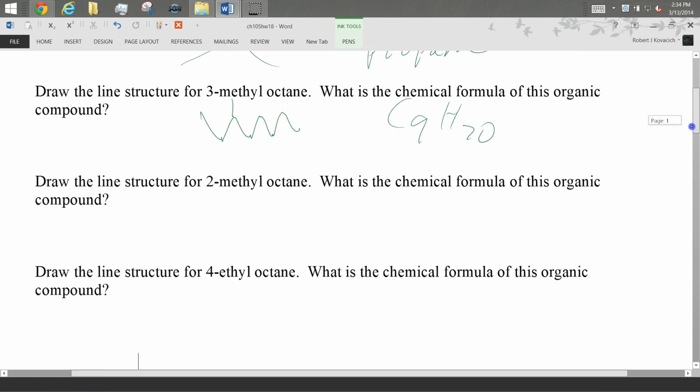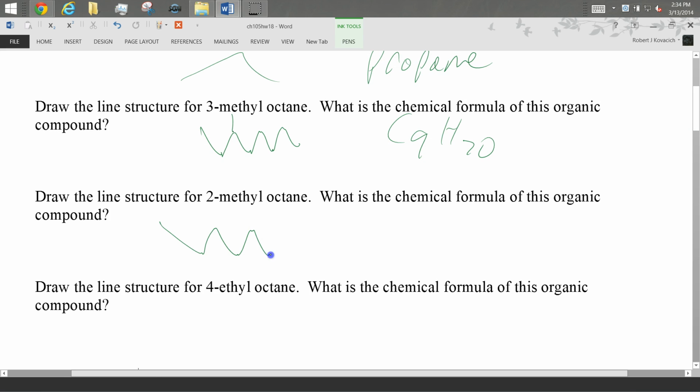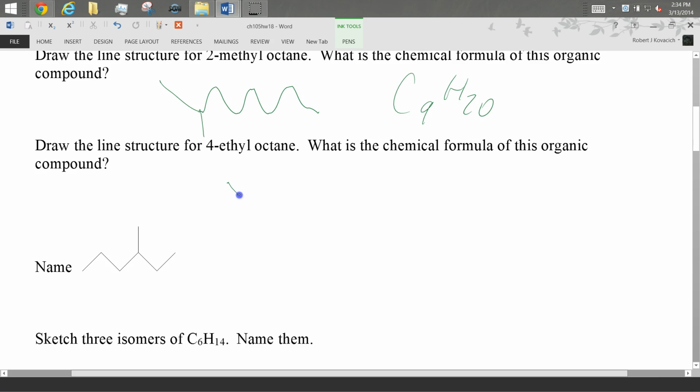Draw the line structure for 2-methyl octane. Same formula. For ethyl octane, so 2, 3, 4, 5, 6, 7, 8, 1, 2. No, 1, 2, 3, 4. So 8, 9, 10, so C10H22. 1, 2, 3, 4, 5, 6. So this is 1, 2, 3-methyl hexane.